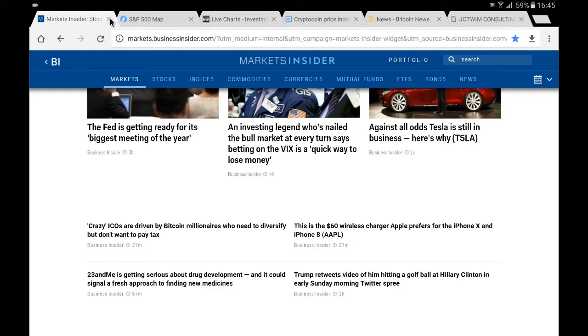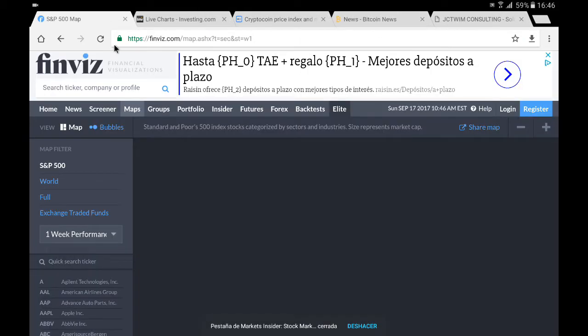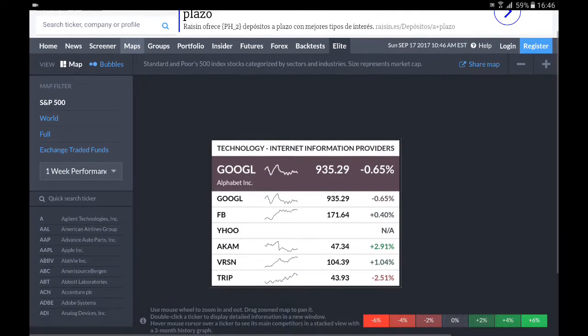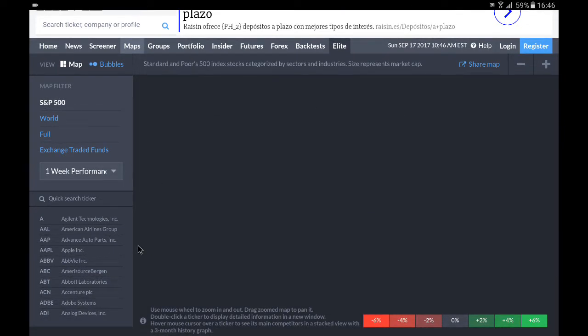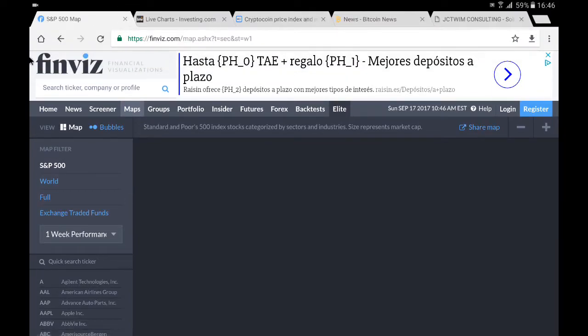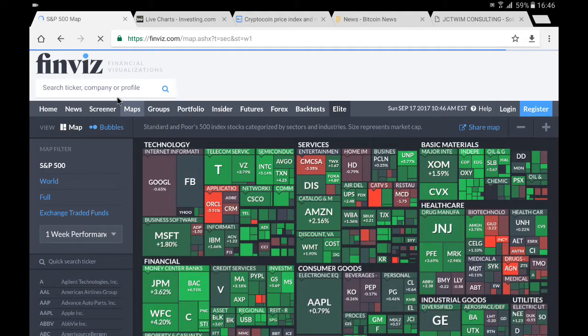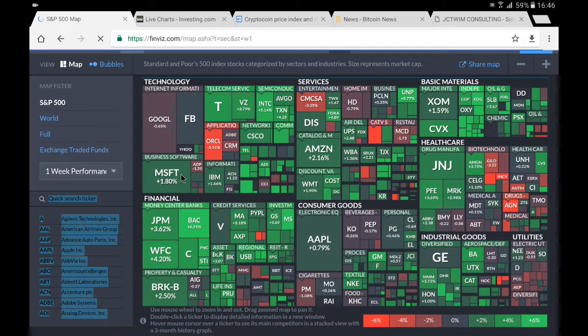Remember, Apple, Amazon, Tesla, cryptocurrencies, fiat money, and what else? Federal Reserve. And what else? Oil at $50 a barrel, and that's it for the major parts. So now, oh, what's happening here? Let's refresh the page. Now let's have a look at the S&P 500 sectors map.